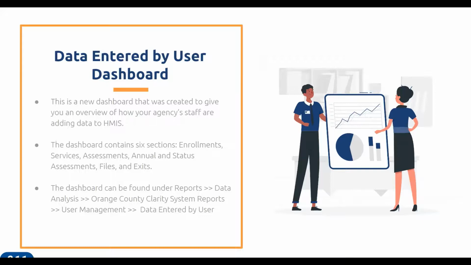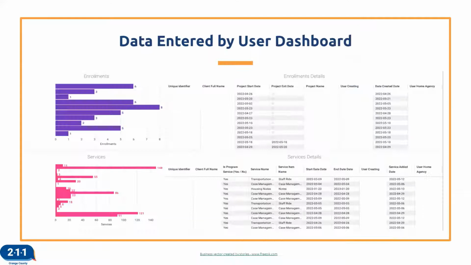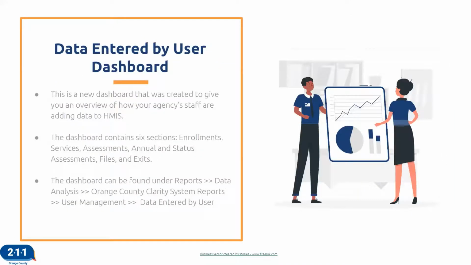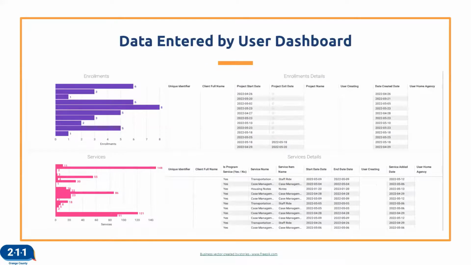The dashboard contains 6 sections: enrollments, services, assessments, annual assessments, annual and status assessments, files, and exits. The dashboard can be found under Reports, Data Analysis, Orange County Clarity System Reports, User Management, and finally, Data Entered by User. The next few slides are visualizations you'll see when you run this report. The slides were created from live data, but all of the identifying information was removed.